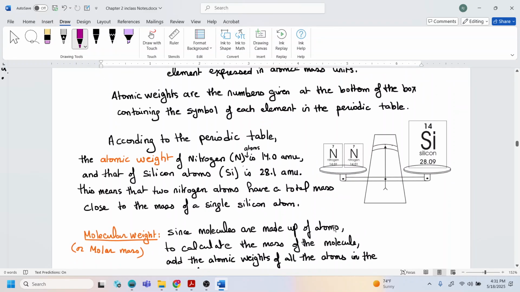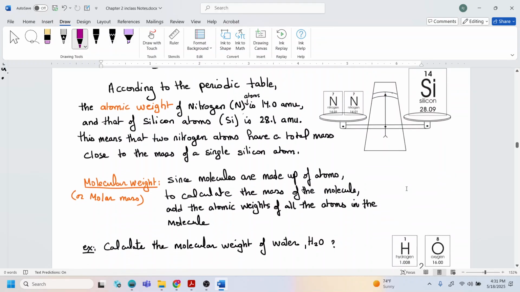So if we have an example over here, according to the periodic table, the atomic weight of nitrogen atom is 14. If you look at the periodic table, it's 14. And the atomic weight for silicon is 28. So this means that two nitrogen atoms have a total mass which is very close to the silicon atom.